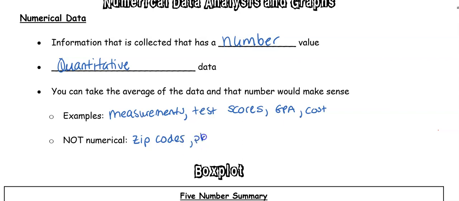Another example would be phone numbers. If you take the average of your phone number, it has no significance. So the average wouldn't make sense.